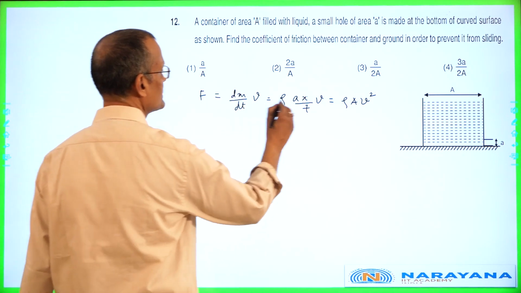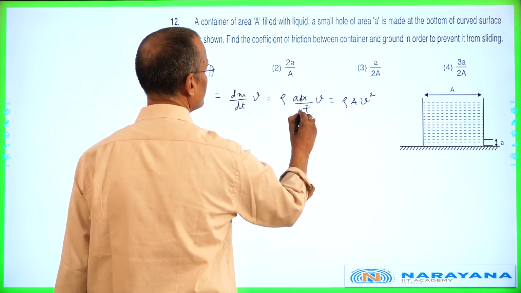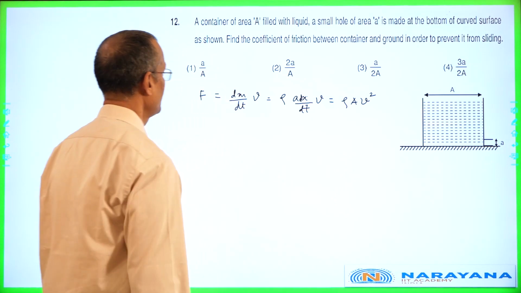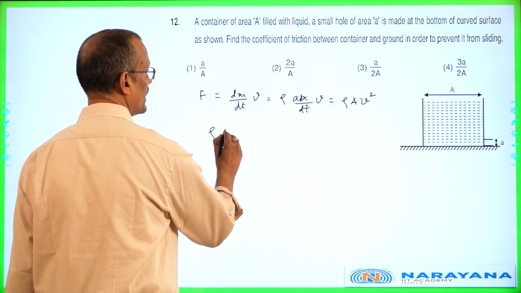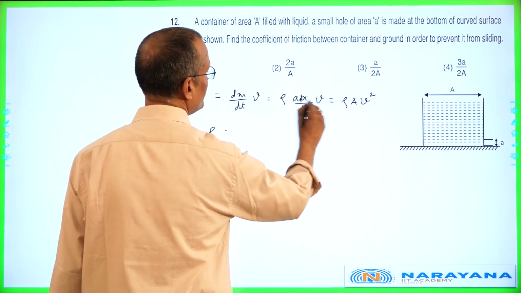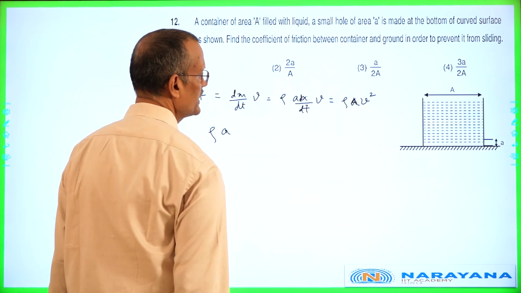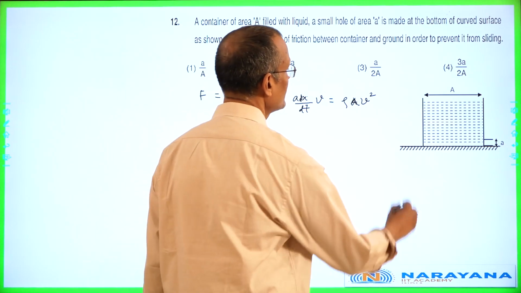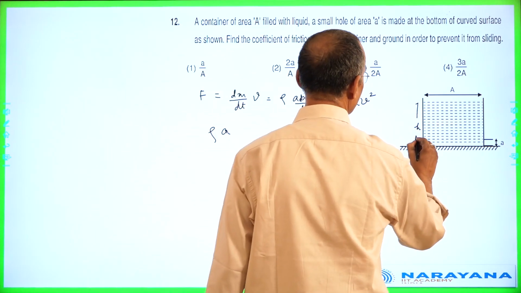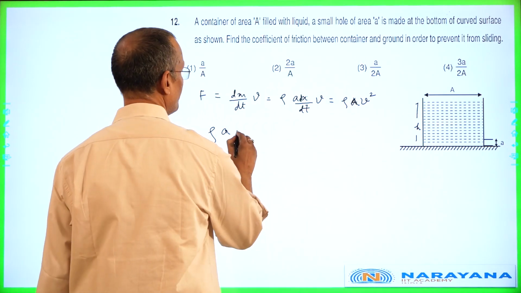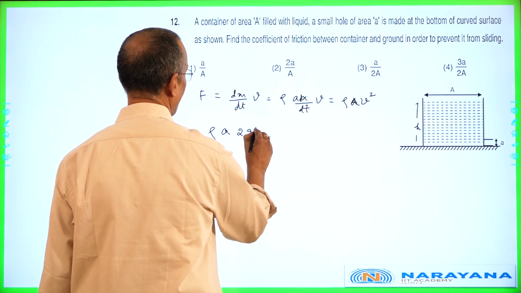Or you can mark it dx by dt. So, here dx by dt again v. Rho A v square. So, they have given you A, so this is rho A v square. If this height you are taking H, then v square will be 2gH.